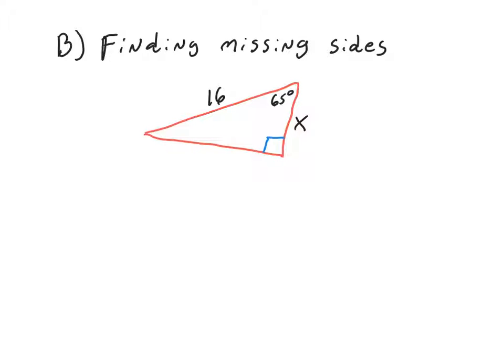Okay, on part B, we're trying to find missing sides using trigonometry. So here's the problem. I have a triangle. I know one side of it is 16. I know an angle is 65. I know it's a right triangle. And I'm looking for this side. So how do I do it? Well, we're going to use our old friend, the SOHCAHTOA, to figure it out.